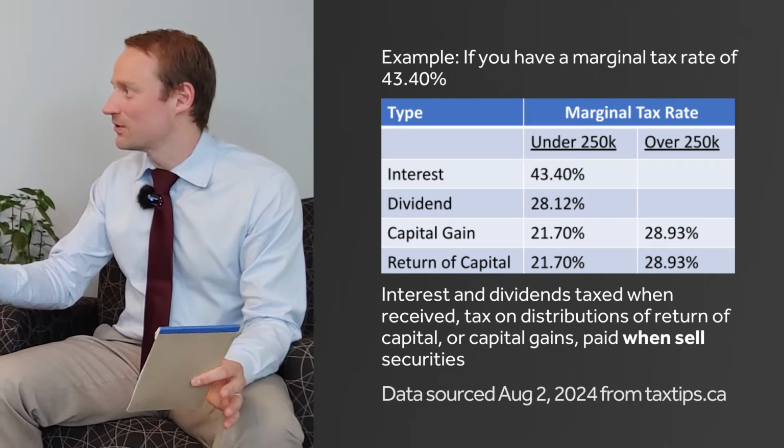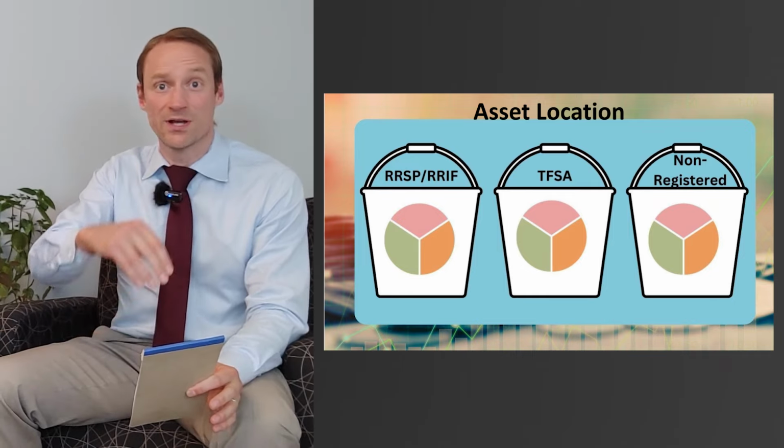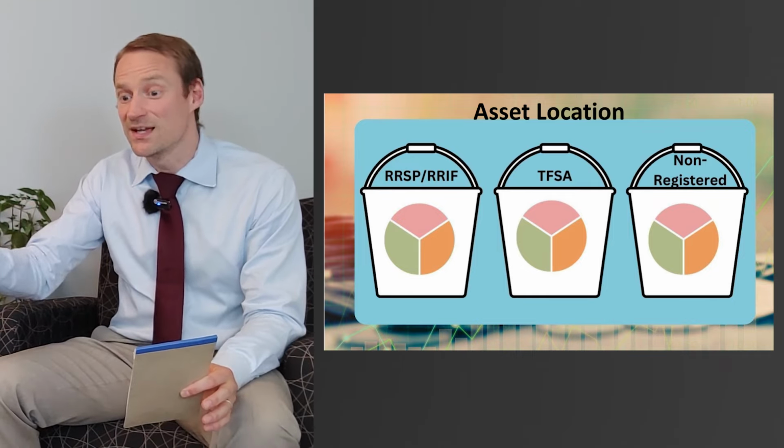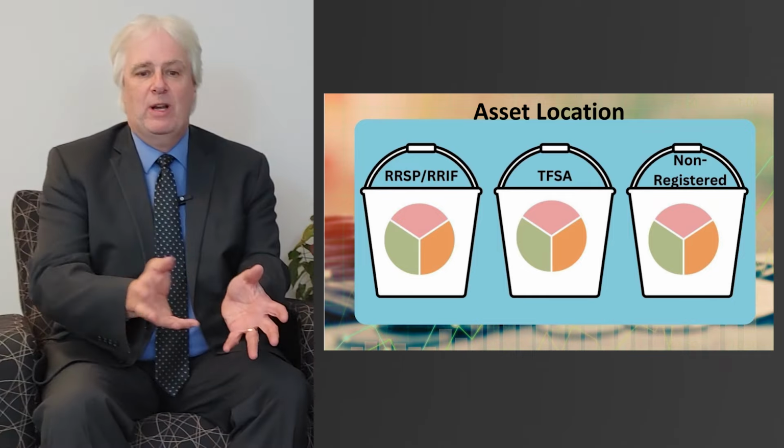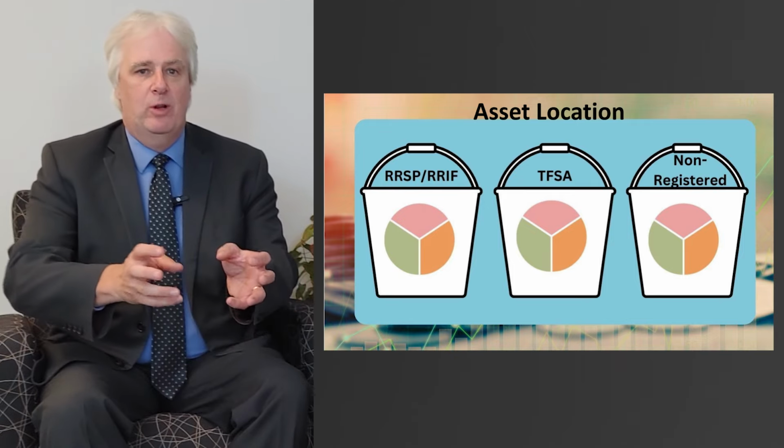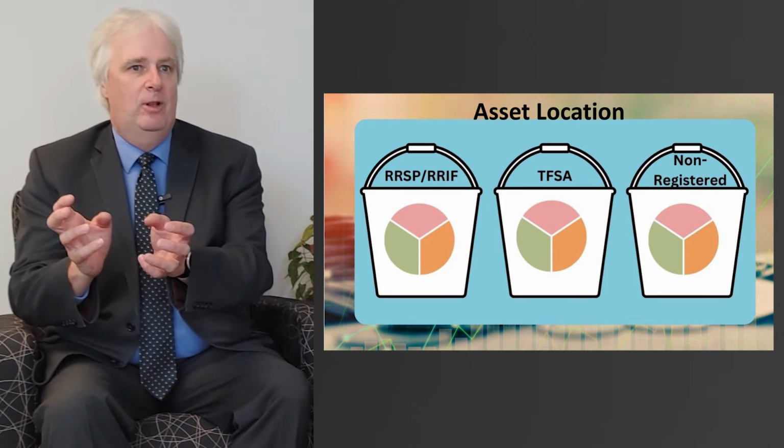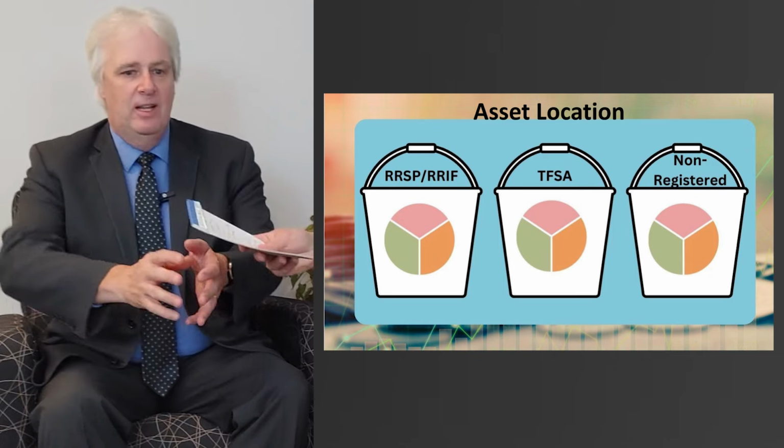We'll do a quick example here. You've got your three buckets: your RRSP, RRIF, or any of that alphabet soup, your TFSA, and then that non-registered bucket. Right now we've got them all mixed, where you've got some income, some return of capital, some capital gain, and some dividend. All of them.